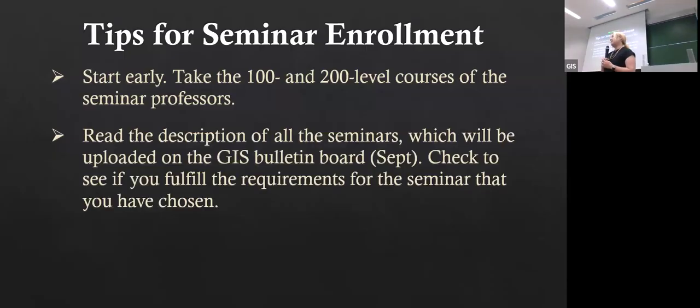And then in September, I believe it was early in September, we will post a brochure about the seminar. Each professor will write 2 pages, descriptions about the seminar, what we expect from the students, what they do, how they're going to select, and so on. You have to make sure you read that little brochure that will be posted in September. They will be posted in the GRS bulletin board. So that's a place where you have to log in in order to see. Okay, so check them out in early September.